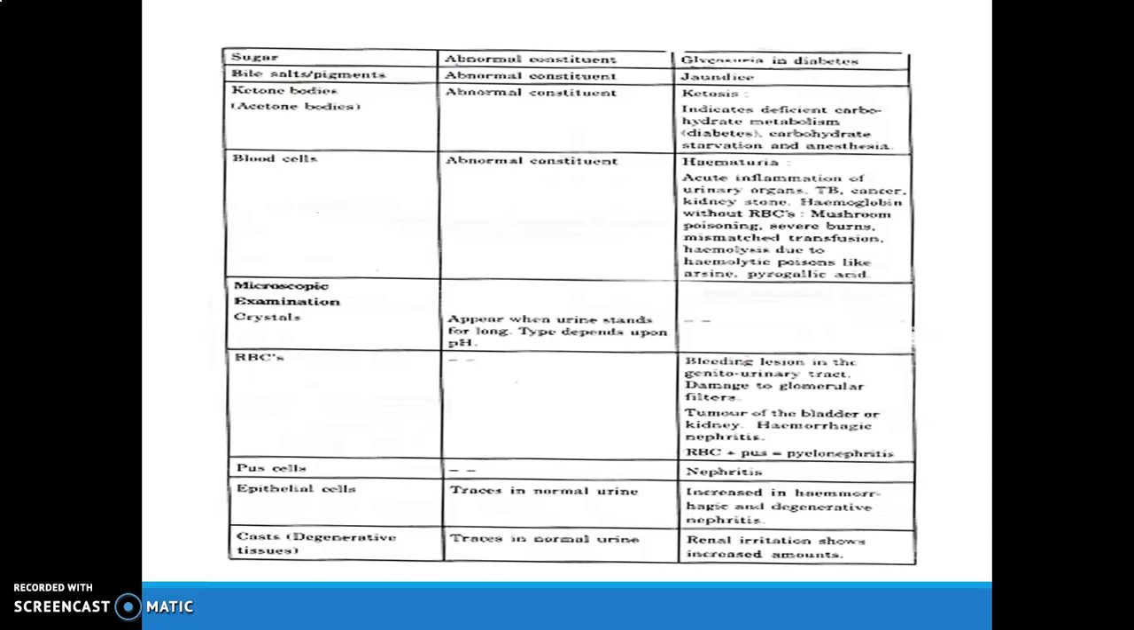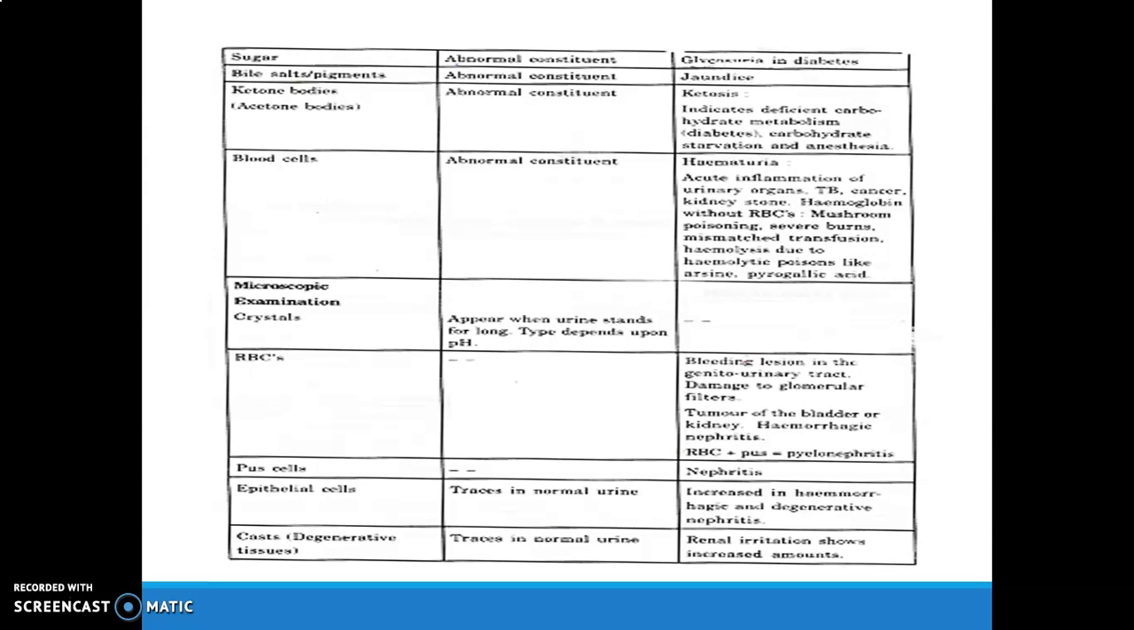Then blood cells. They should be absent, but if present, it is a condition like hematuria, acute inflammation of urinary organs, TB, cancer, or kidney stone. Hemoglobin without RBCs may be the case of mushroom poisoning, severe burns, mismatched transfusion, or hemolysis due to hemolytic poisons like arsenic, pyrogallic acid, etc.